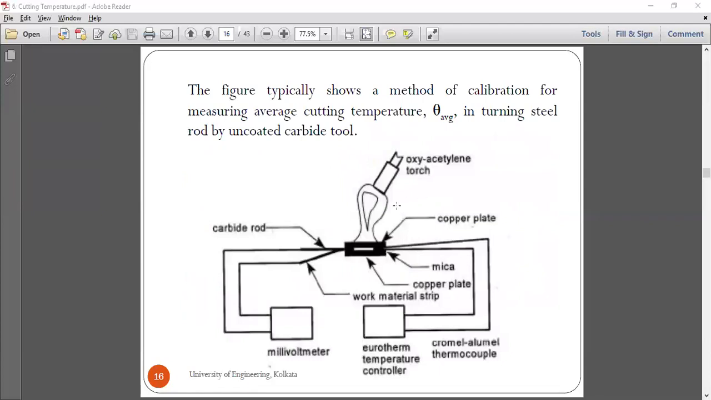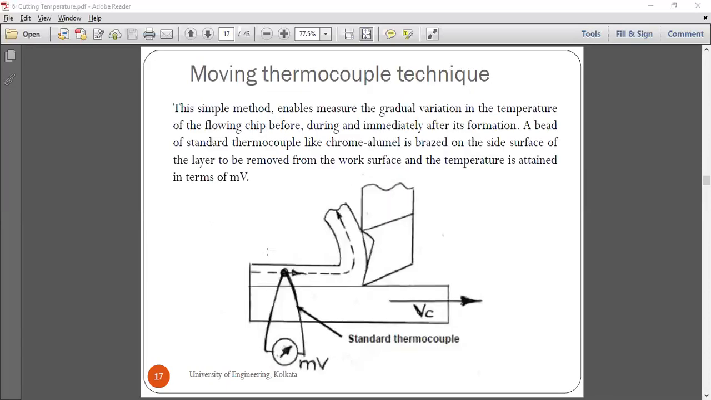Here again we have the thermocouple, wherein an oxyacetylene torch is used with a copper plate, and here you can see there's a carbide rod, and a millivoltmeter which is connected. So this is a method of calibration for measuring average cutting temperature in turning a steel rod by an uncoated carbide tool. If you are using an uncoated carbide tool, you can calibrate using this, because calibration is very important.